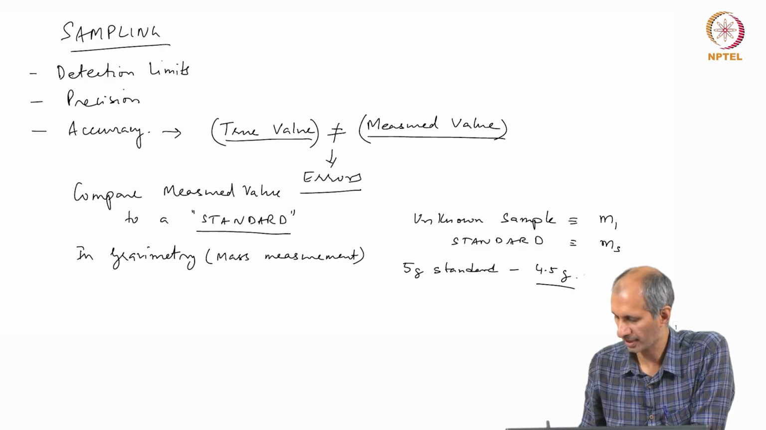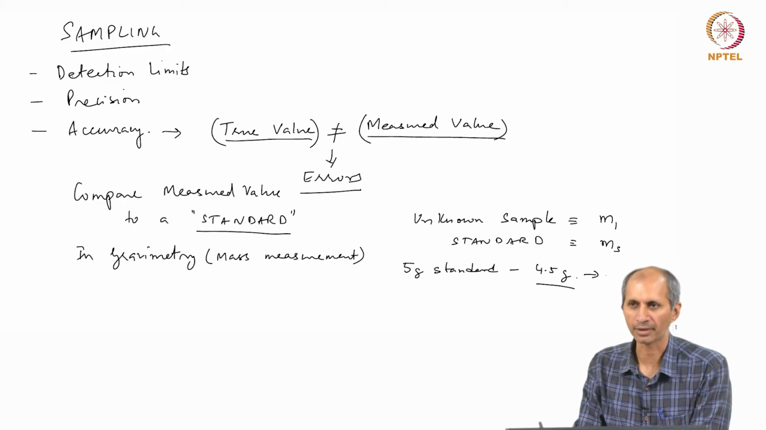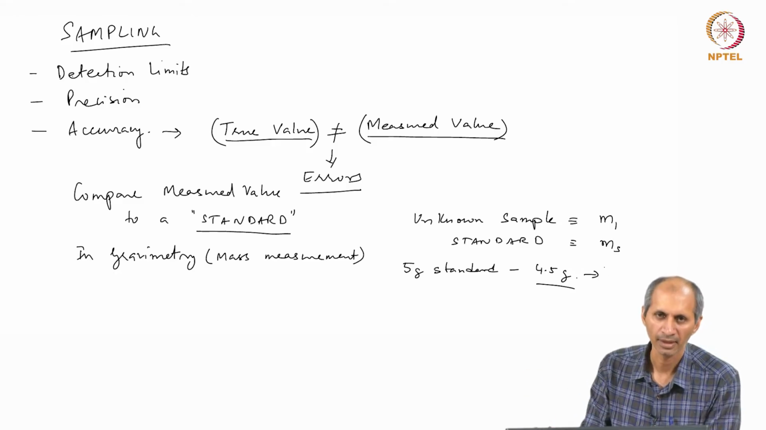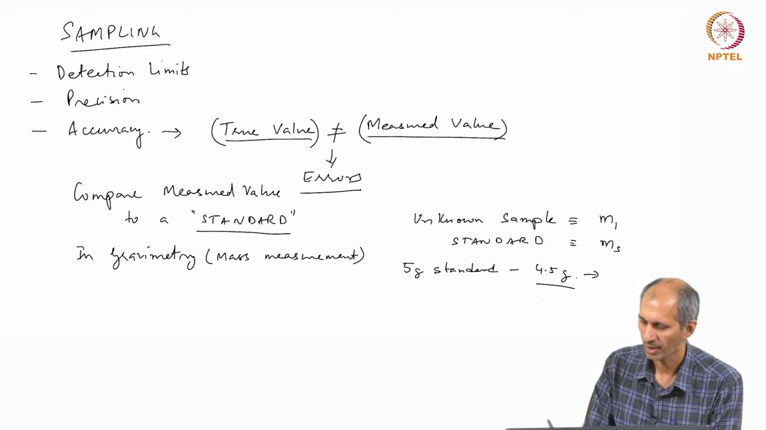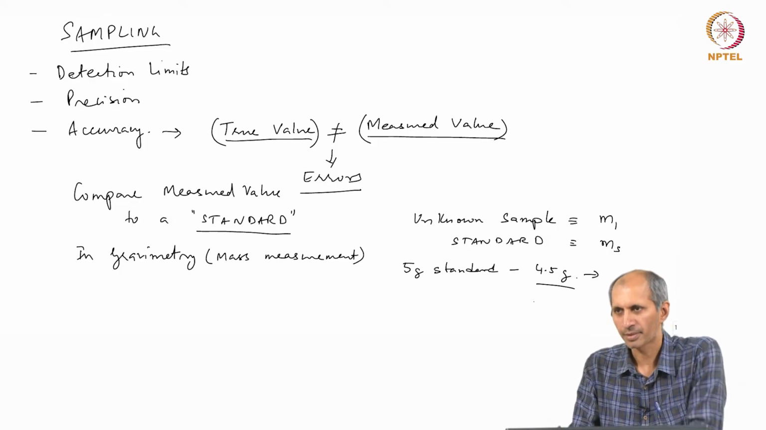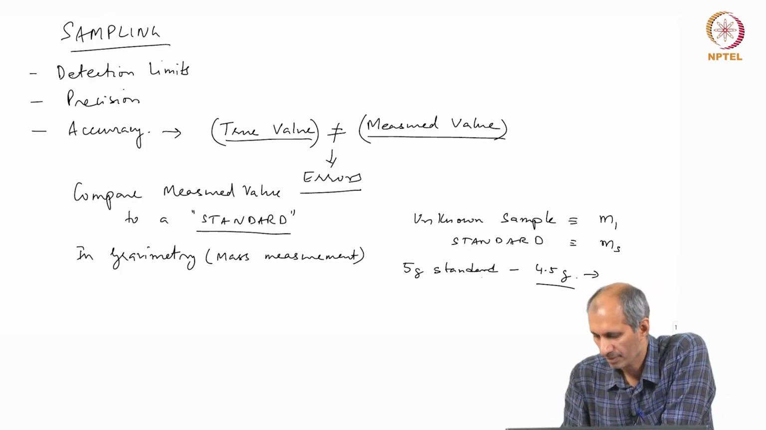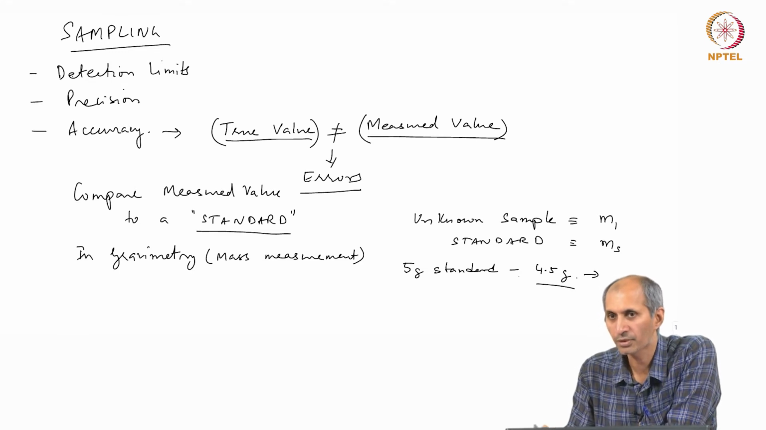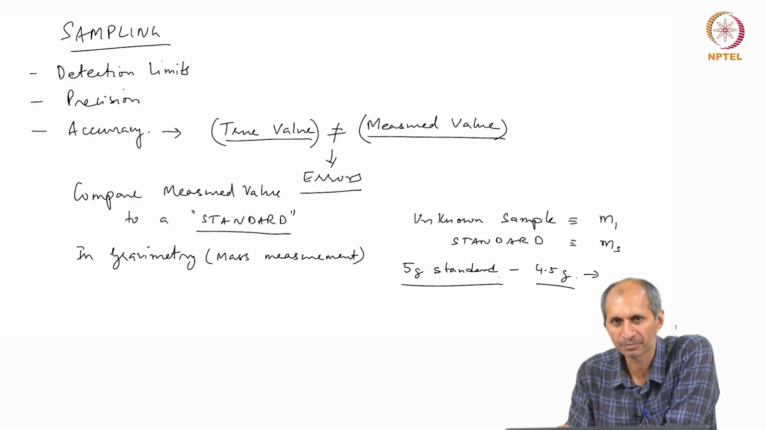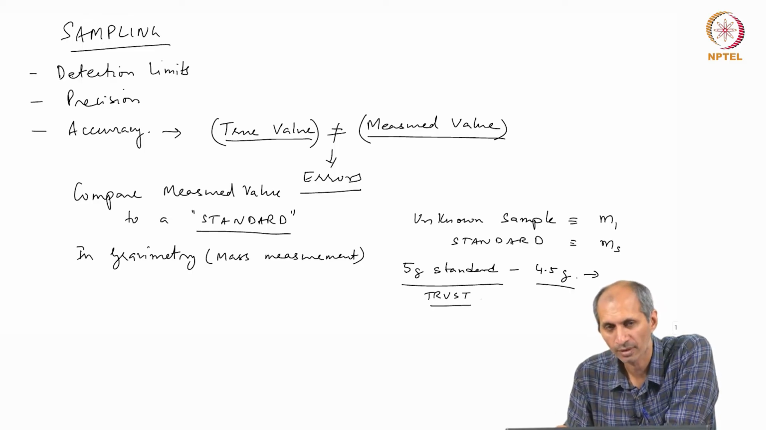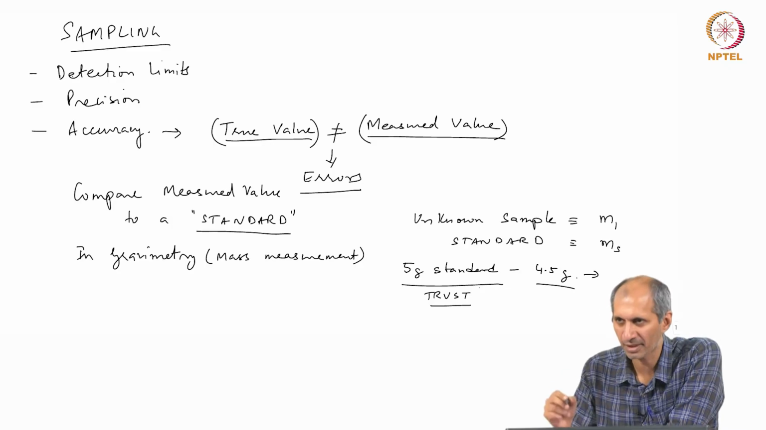From this you can infer that something is wrong with the instrument. The instrument is showing some error. The instrument is supposed to show 5 grams and it is showing 4.5 grams. So, there is a 0.5 gram error in the measurement. Why do you say that? We say that because we trust the standard. We said standard cannot be wrong, and we trust the standard. So, the definition of the standard is absolute.